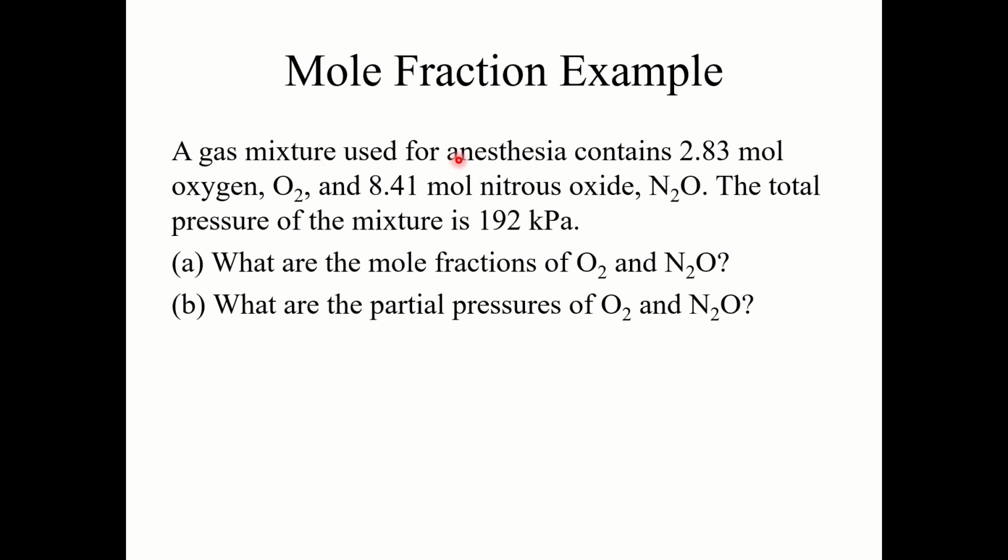A gas mixture used for anesthesia contains 2.83 moles of oxygen, O2, and 8.41 moles of nitrous oxide, N2O. The total pressure of the mixture is 192 kilopascals. Part A asks what are the mole fractions of O2 and N2O, and then part B asks what are the partial pressures of O2 and N2O.